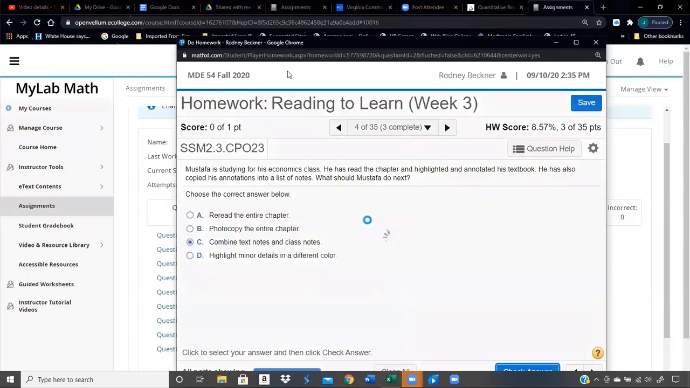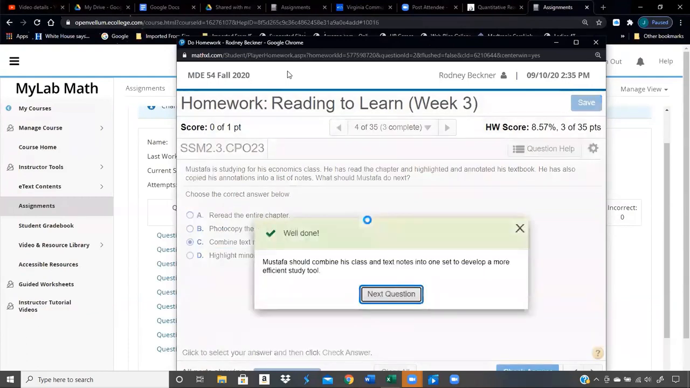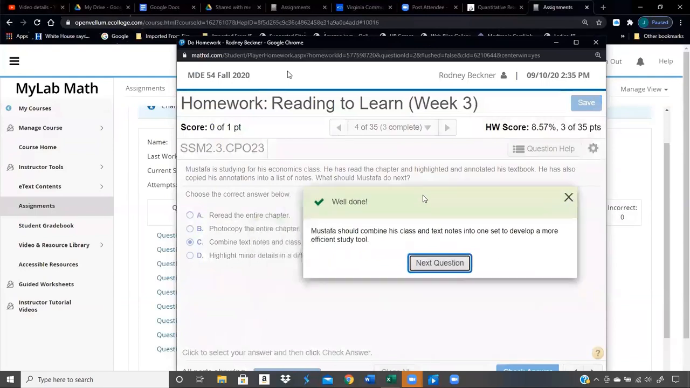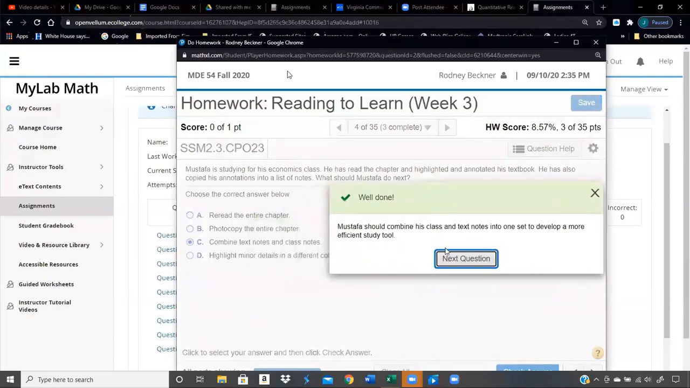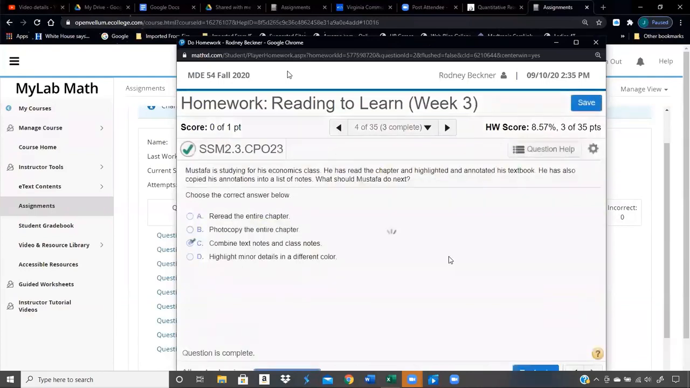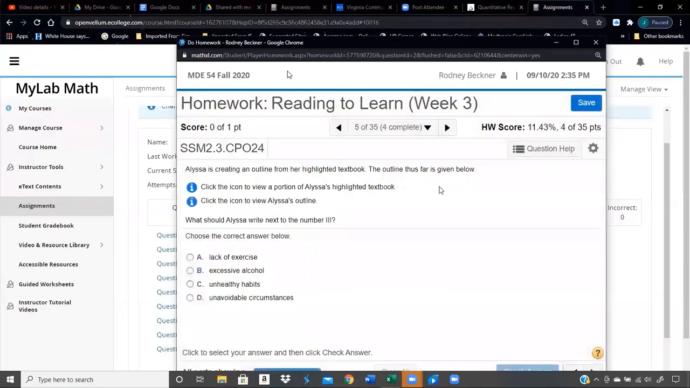So highlighting minor detail is a great idea, having yellow for main ideas and then like a magenta for sub ideas or secondary ideas. So there's nothing wrong with D. I wanted to just go ahead and start talking about that. Well, I knew C was going to be right. But yeah, combining the class notes and the text notes into one set would put everything in a more combined format, obviously.